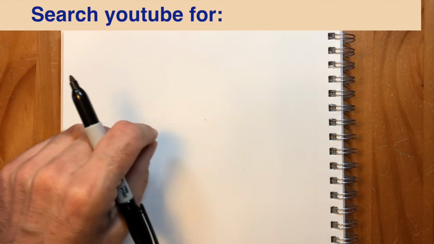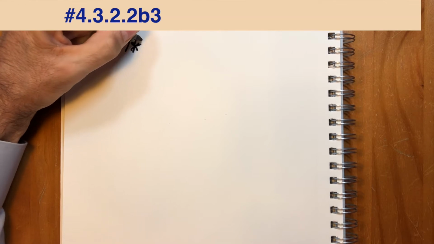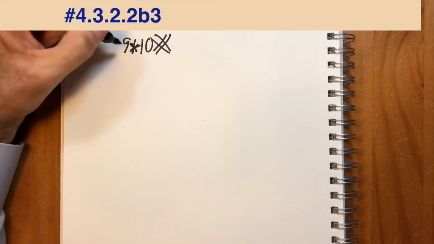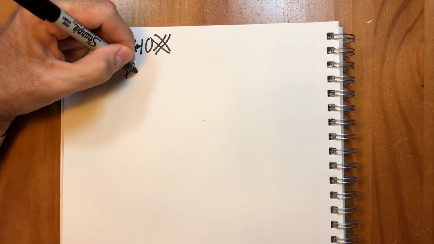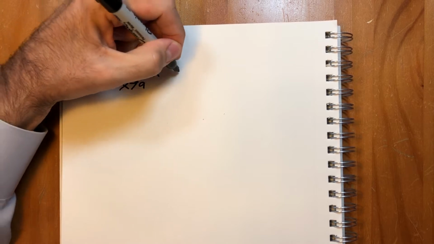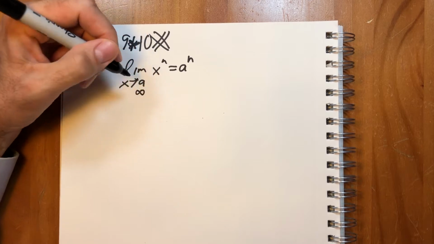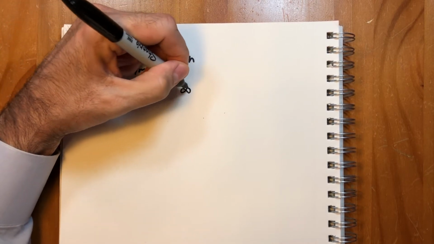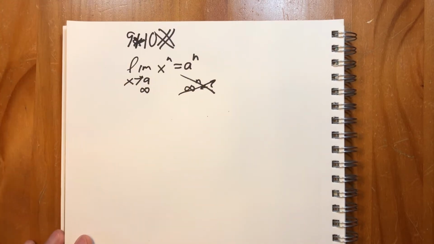Almost all of the limit laws will work with x approaching infinity as well, except 9 and 10. They don't work. It's easy to see why 9 and 10 won't work, because law 9 is that the limit as x approaches a of x to the n equals a to the n. But if we replace this with infinity, that means that x to the n equals infinity to the n. And what is that? This doesn't mean anything.